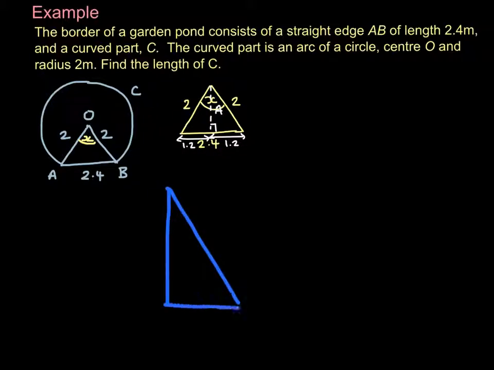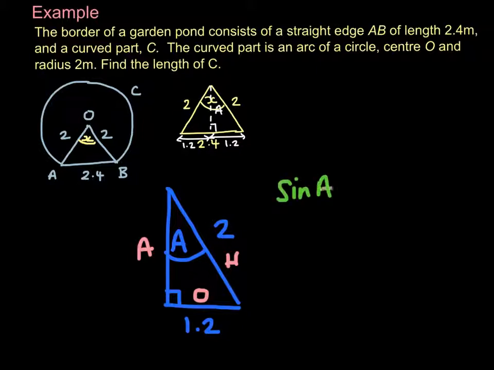So let's just draw out the one we're going to use now. So I've got a 1.2 side, a hypotenuse of 2, and the angle A is what we want to work out. So I've got the opposite and the hypotenuse. There's the adjacent. So I've got the opposite and the hypotenuse, as I said, so that's going to be sine. So remember, sine of A is equal to the opposite divided by hypotenuse. So let's just write that out quickly.